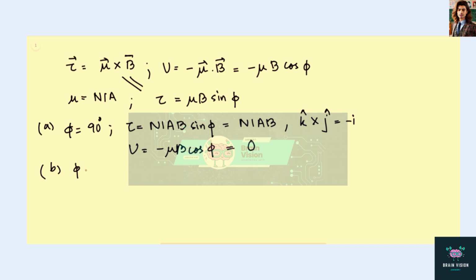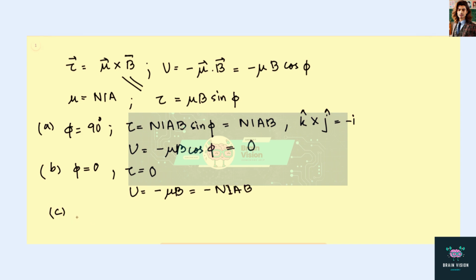For the second part, phi is equal to 0. This means that torque is going to be 0 because phi is 0, and potential energy will be negative of mu b because cos phi is going to be 1, and this will then be equal to negative of NIA times b.